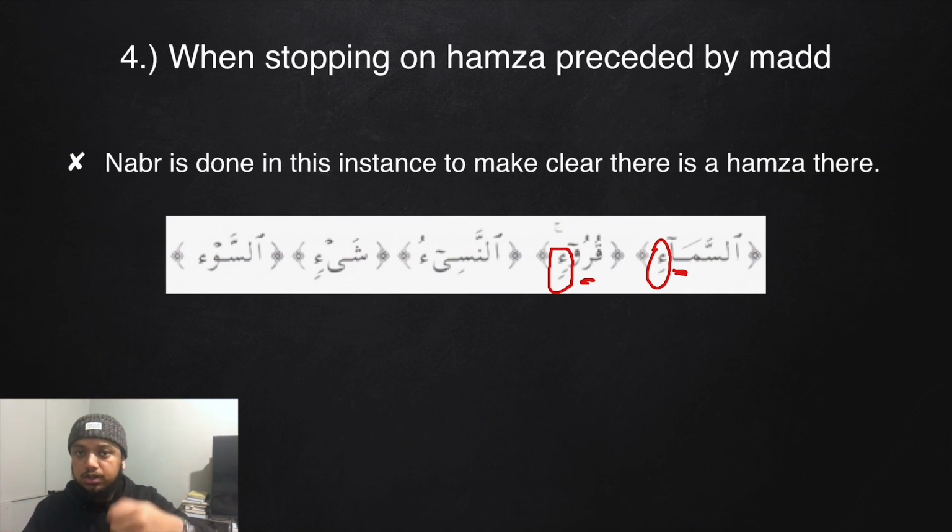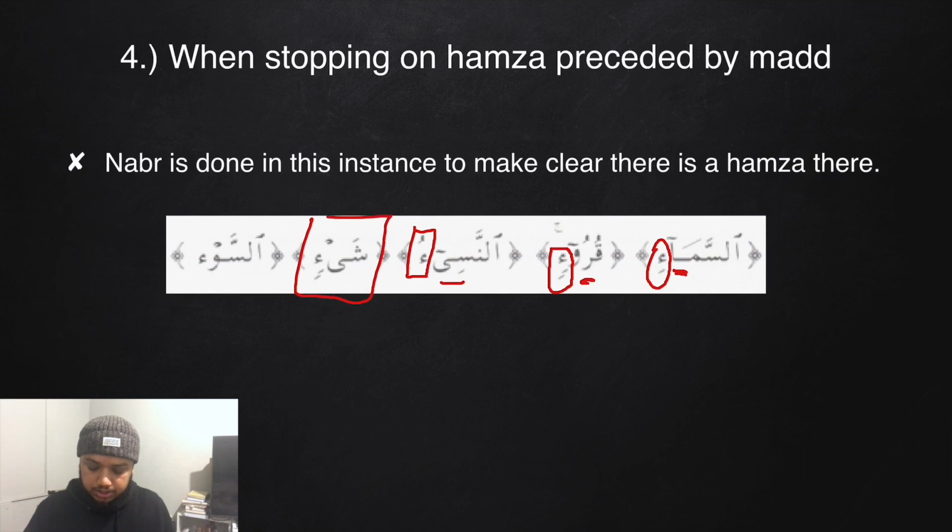So we will not say quru'. I've not made it clear that there's a hamza there. You can't even tell that there's a hamza there. Instead we will say quru'. I made it clear that there's a hamza there. Likewise in this example here, an-nasi', we have mad followed by hamza in the same word. We have mad wajib muttasil, so whenever we stop on it, it will be an-nasi'. Nabr, we raise the voice.